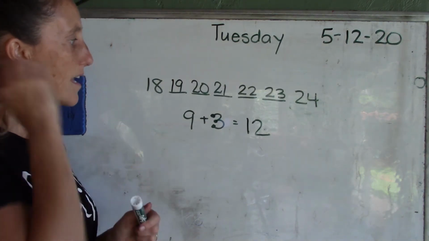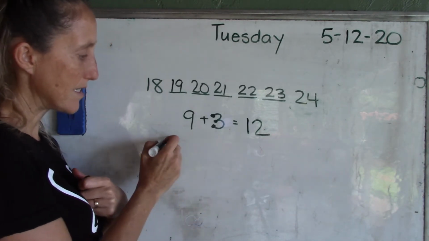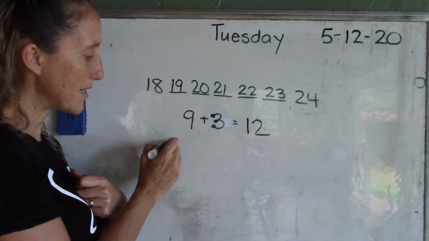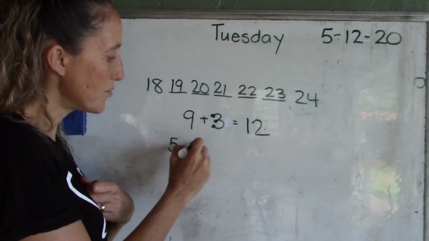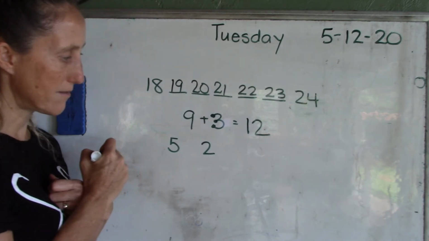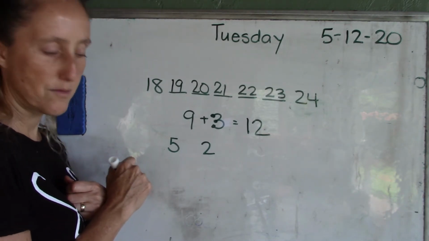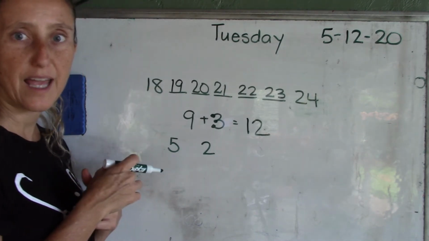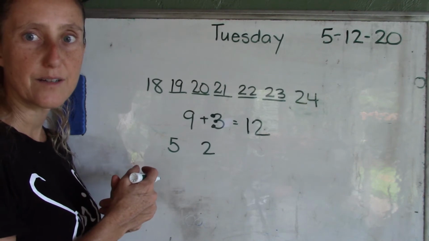Okay? Let's say that there were 5 boys, now we're into first grade, 5 boys building the Legos and 2 girls building the Legos. 3 of the boys went outside to play. How many boys are left building Legos?